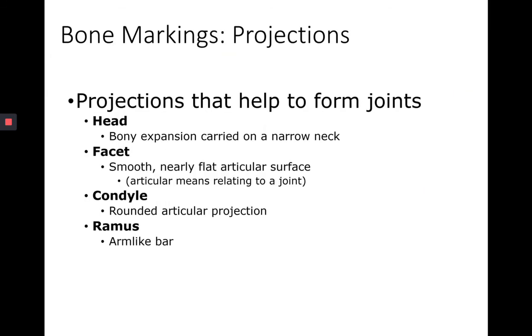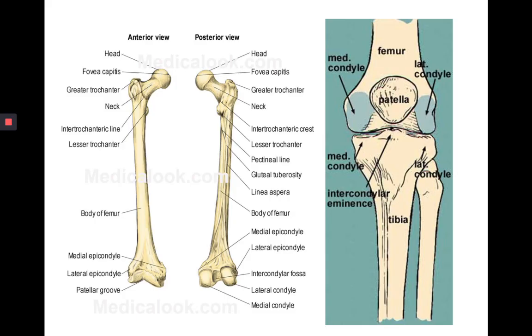There are also heads, facets, condyles, ramus. Just be familiar with these bony marking or projection names. For example, here is the head of the femur. Then it has a greater and then a lesser trochanter on the other side. There's also on the femur the linea aspera, so that's a type of line. And then here on the femur you have epicondyles and condyles.